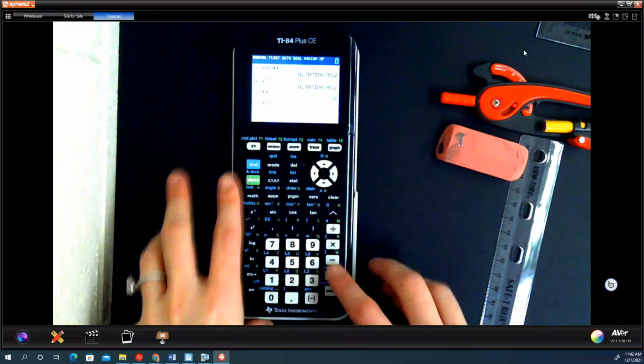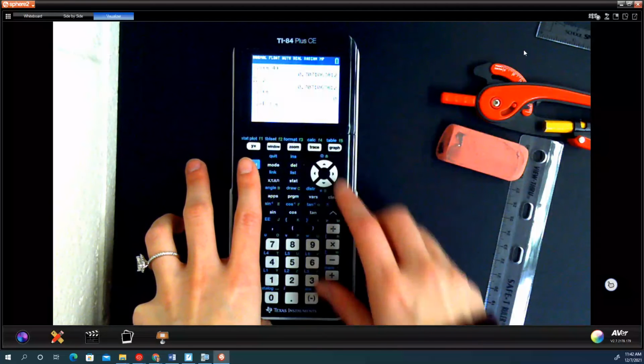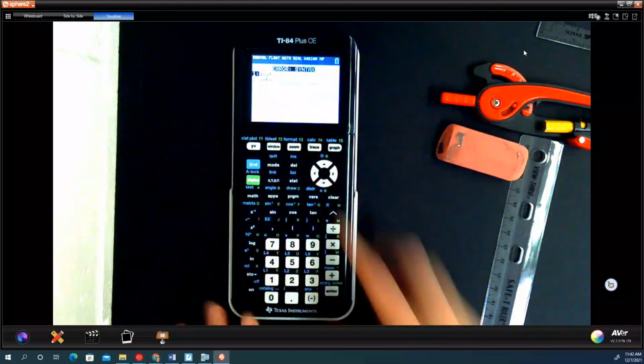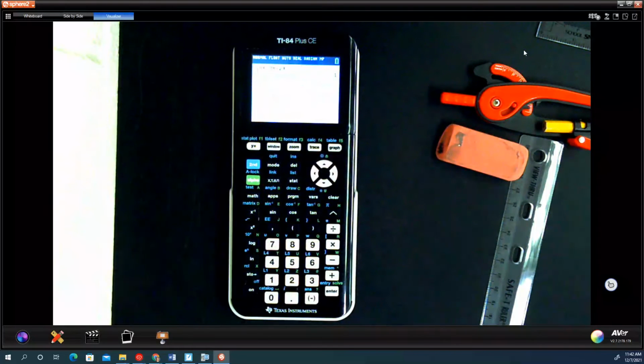Sine of negative 3 pi over 2. We could do that. Oh my god. Oops, I did the minus instead of the negative. I get 1. Negative 3 pi over 2.